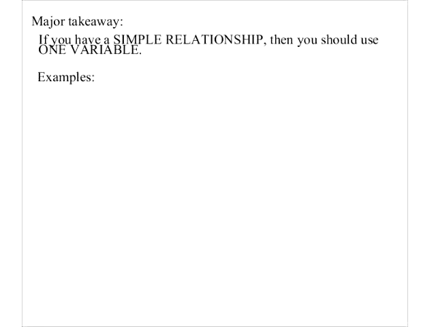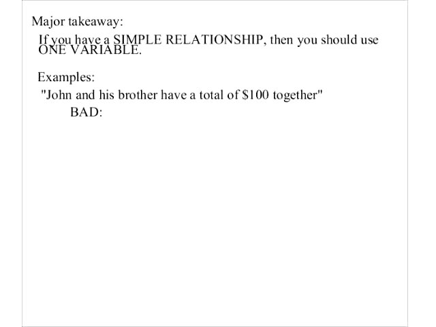John and his brother have a total of $100 together. The bad way to do this would be to say J plus B equals 100, because this is two variables. It's just inefficient. I guess bad is the wrong word. It's not so much bad as it is inefficient. Who can type in the text box, what's a better way to do this with only one variable? The money that John has would be what, and the money that his brother has would be what?